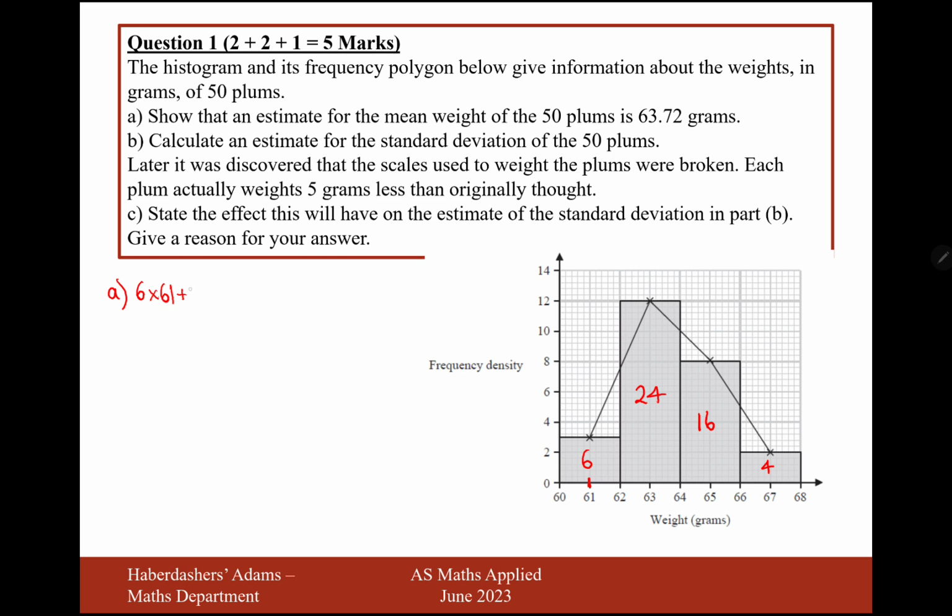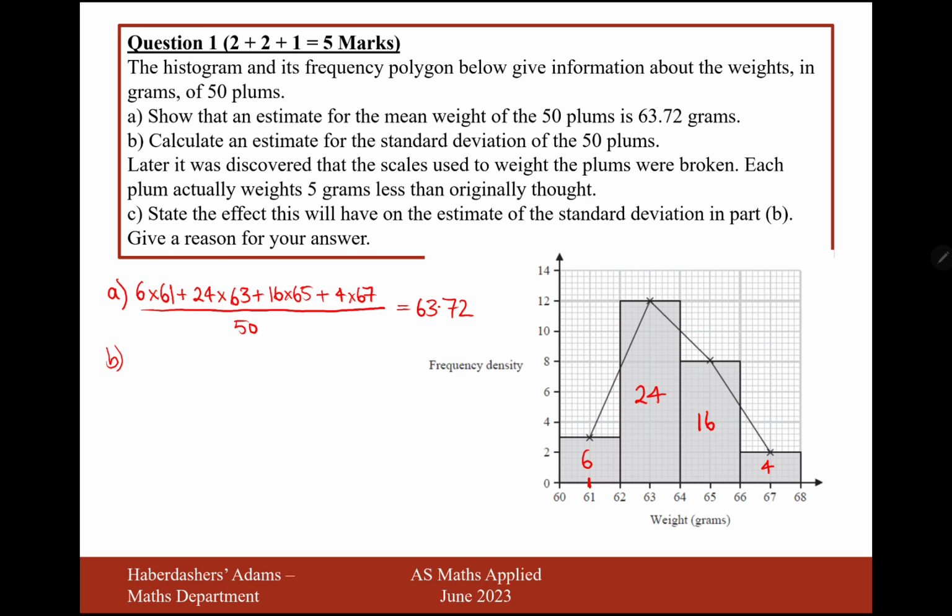Move on to the next box. 24 plums weigh approximately 63, or an average 63. 16 times 65, and 4 times 67. And we're going to grab our calculator and just double check that it all adds up, and then when we divide it by 50, we do get 63.72. Excellent.